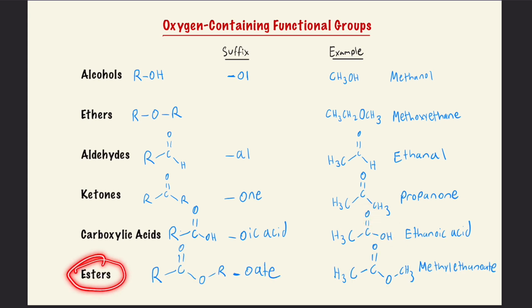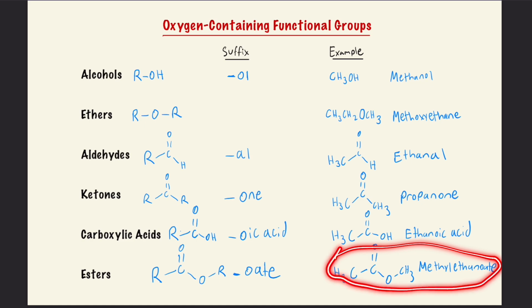Lastly, there's esters. Esters are similar to ethers in the sense that they have an oxygen bridge over here, but they have a carbonyl group on the adjacent carbon. The suffix of esters is -oate. And here's an example over here. It's a little bit more complicated to name. The methyl is referring to the carbon chain without the carbonyl group, so on this side over here. And ethanoate is referring to the carbon chain with the carbonyl group, so this chain over here. So we would call this methyl ethanoate.